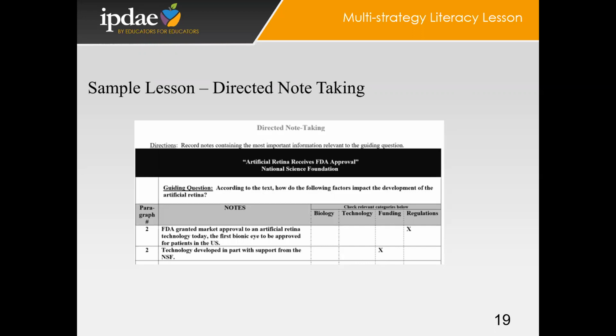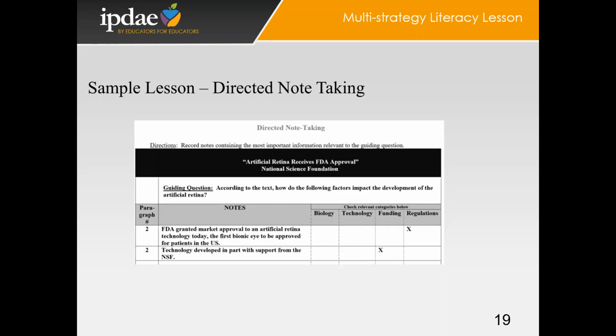Here we have identified four categories: biology, technology, funding, and regulations. We know there is ample information in this particular text that students can draw from in order to take notes. And so we've delineated those categories for our students to provide them with some scaffolding.